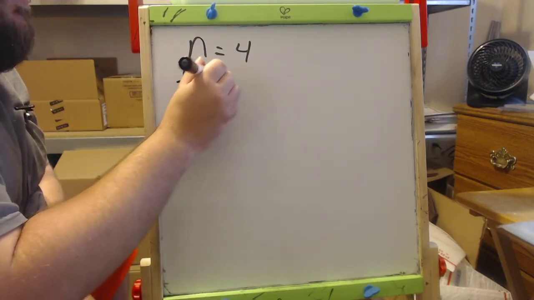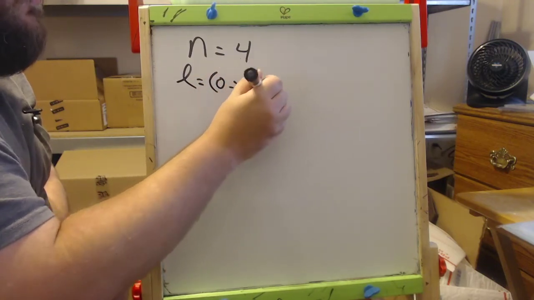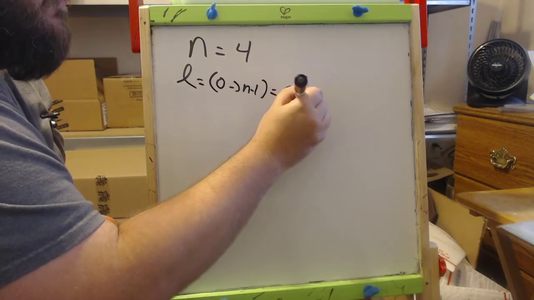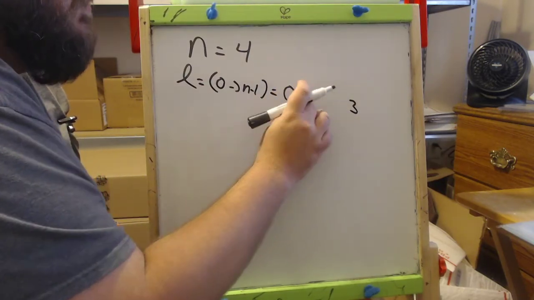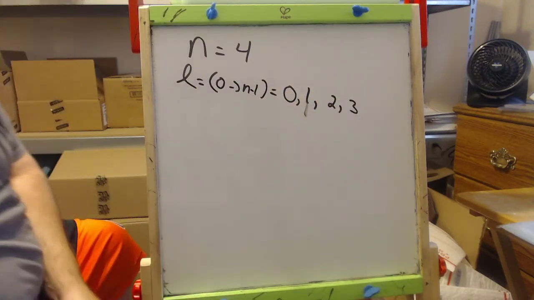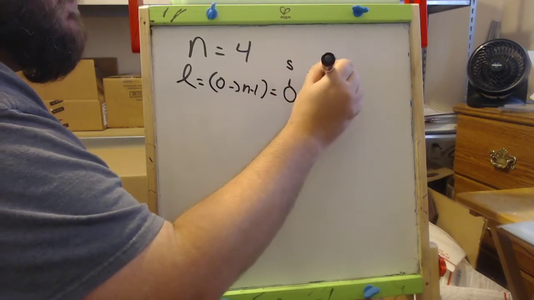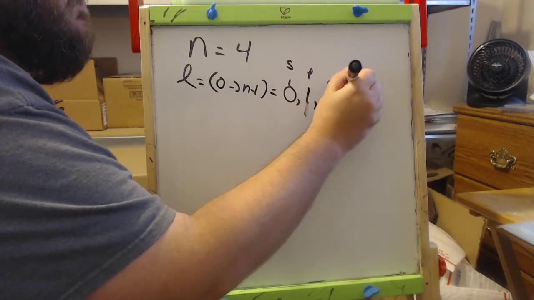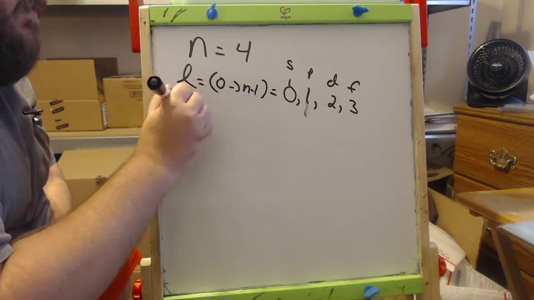So L, again, goes from 0 to n minus 1. So 0 is one of them. n minus 1 is 3 is one of them. And then everything in between. So 0, 1, 2, and 3. Now, this would be an S. This would be P. This would be D. This would be F. Now, if they want us to list every single m sub L, I need an m sub L for the S.